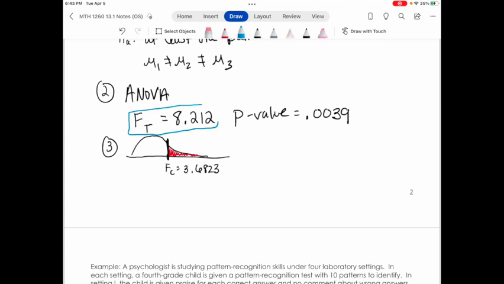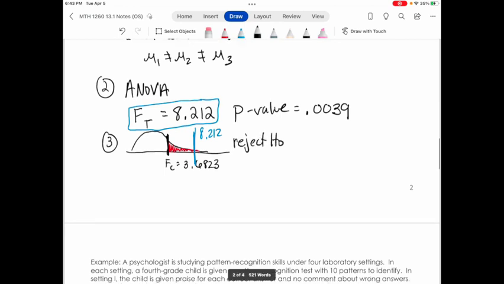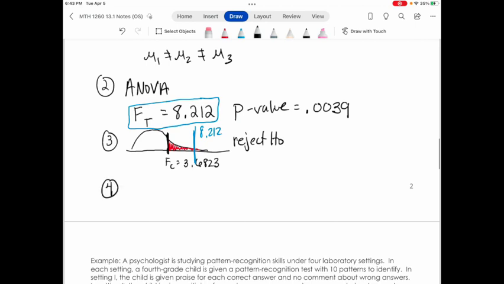So now I'm going to look at my test statistic. My test statistic is 8.212. So that certainly passed this 3.6823 cutoff point. Since it's in the rejection region, I would say reject the null hypothesis. Now we're going to look at the p-value. Our p-value we got was 0.0039. That is definitely less than our alpha. And when it's less than our alpha, we say reject the null.